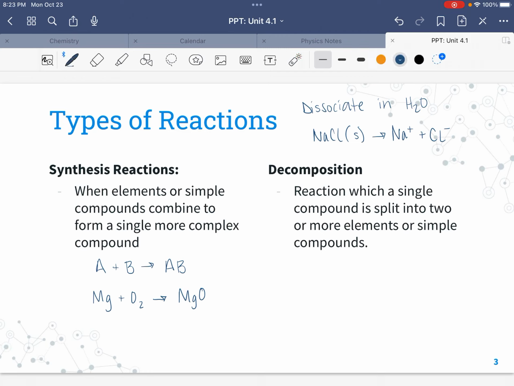Our next type is decomposition. With this one, we have a single compound that's split into two or more elements or simple compounds. Dissociation could be associated with decomposition as well. The basic formula would be AB yields A plus B. So if I have, for example, HgO, I'm going to yield mercury, which can be by itself, and then oxygen gas as its product.